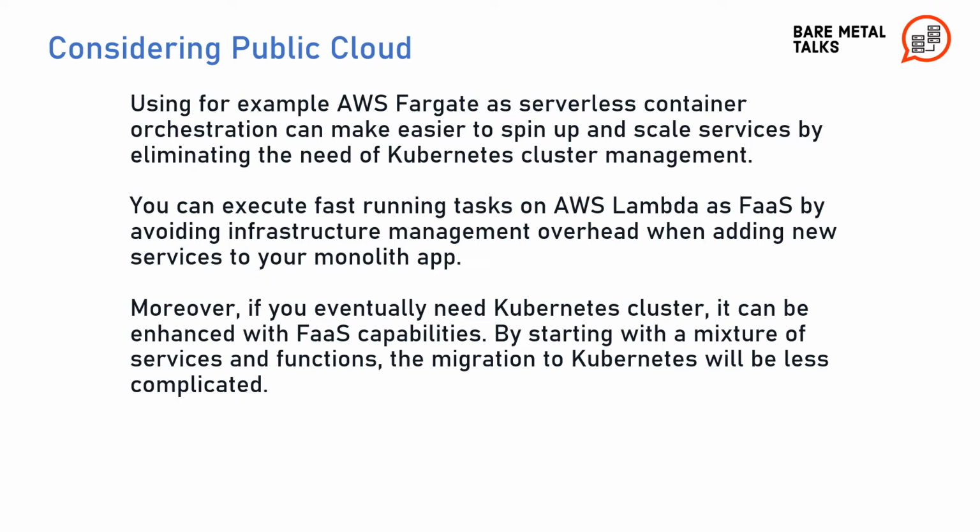You can execute fast-running tasks on AWS Lambda as function as a service, avoiding infrastructure management overhead when adding new services to your monolith app. Moreover, if you eventually need a Kubernetes cluster, it can be enhanced with functional service capabilities. By starting with a mixture of services and functions, the migration to Kubernetes will be less complicated.